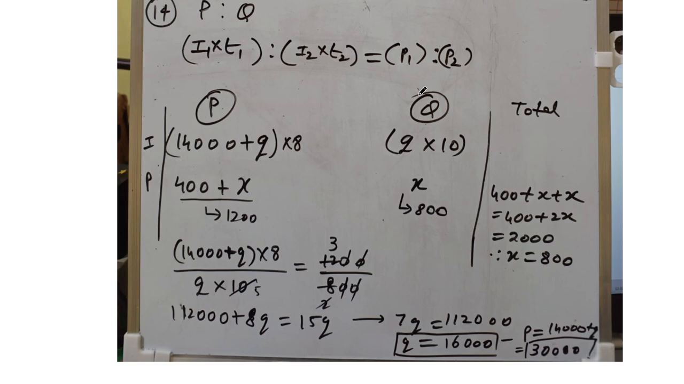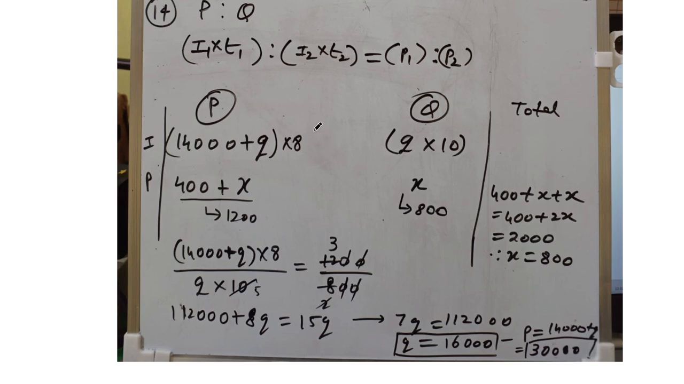Now let us go back to the question. In the question they have given P invested 14,000 rupees more than Q, that is 14,000 rupees plus Q. We will assume Q invested Q amount of rupees. Okay, then how much P will invest? He will invest 14,000 more than Q, that is plus Q. Okay, this is clear, right? This is investment of P and this is investment of Q.